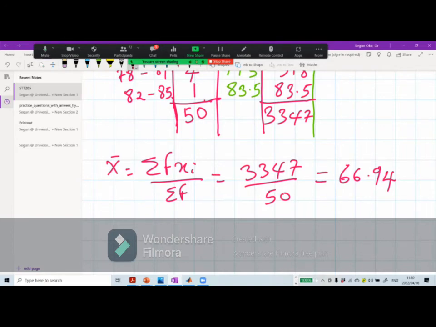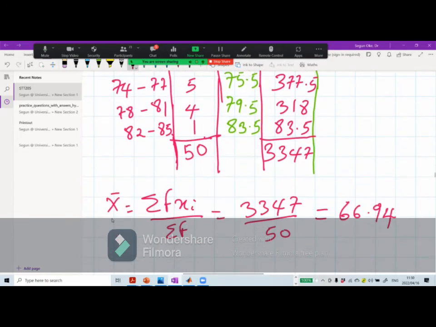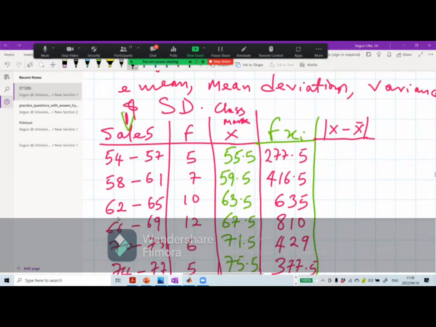So you go back. We know our x bar to be 66.94 now. So we will now take our x one by one. The first x is 55.5 minus 66.94. I'm not going to write it this way. What is the answer? Minus 11.44.